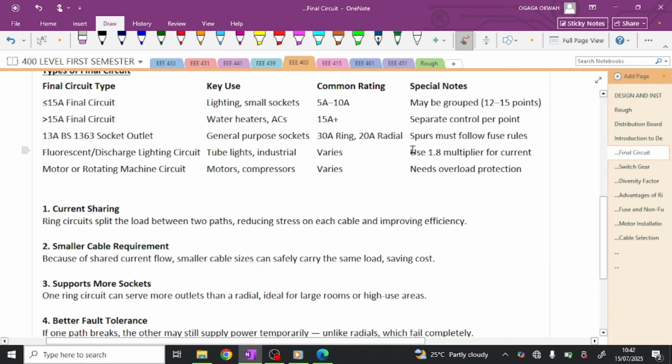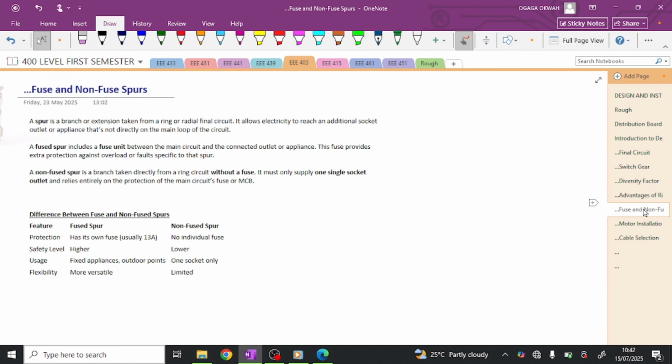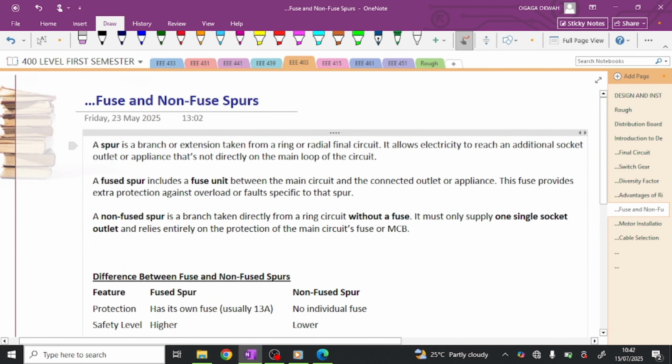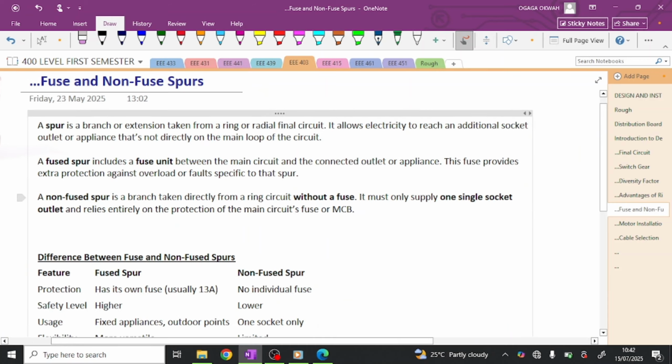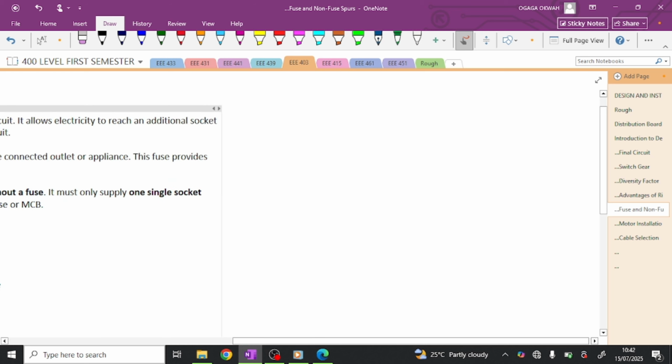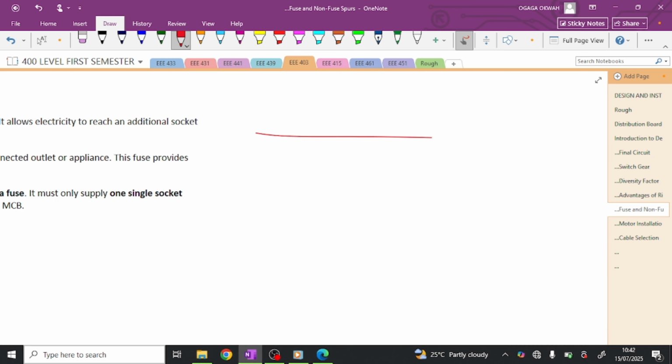Then there is something I said I will talk about: spurs. Spurs must follow rules. A spur is a branch or extension taken from a ring or radial final circuit. It allows electricity to reach an additional socket outlet or appliance that is not directly on the main loop of the circuit. This is what we mean.